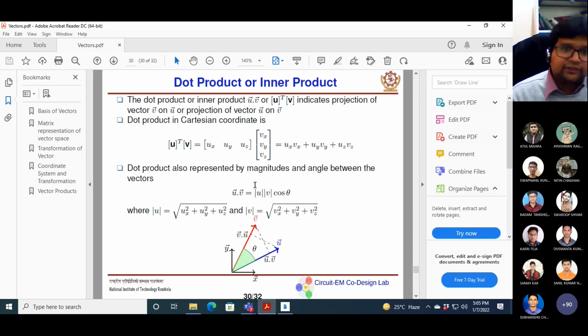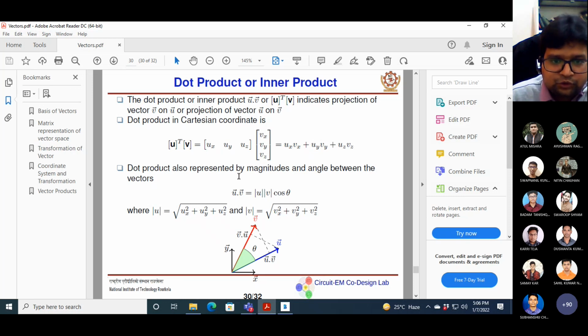So the next thing is the vector product, and what does it mean? At first I'll discuss the dot product, which is very well known to you. The dot product basically indicates the projection of one vector onto another vector. Let's say you have a vector v and another vector u, and the dot product between them is the projection of v in the direction of u.